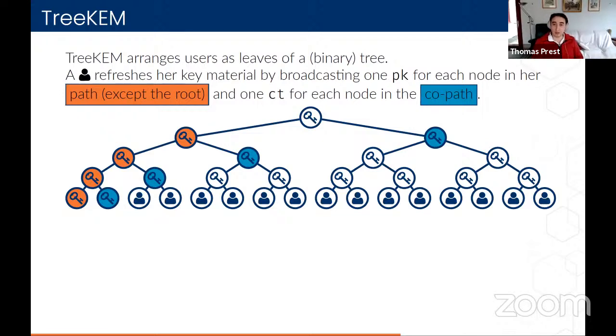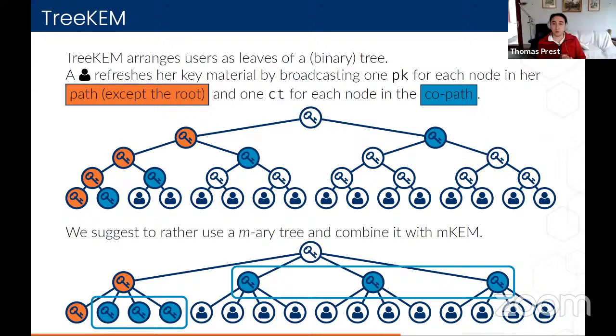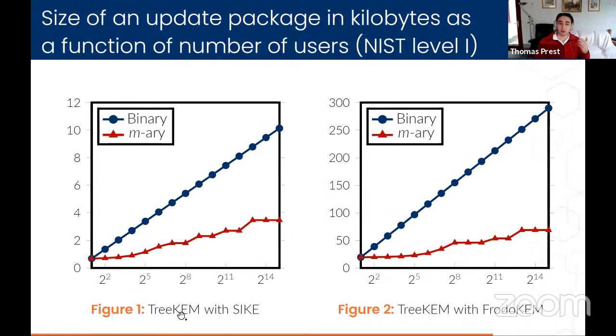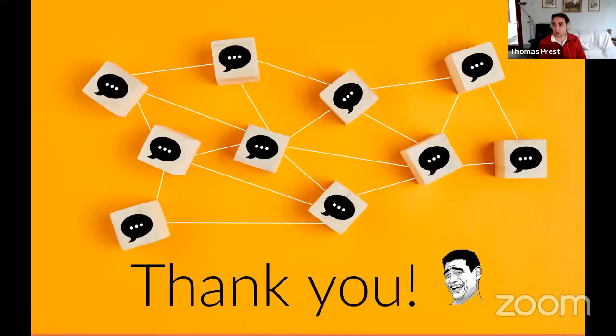In our paper, what we propose is, instead of using a binary tree, we use a multi-ary tree. Since all the ciphertexts at the same level will encrypt the same key, we can use MKEM. This allows us to have some gains. For example, if we use that for CSIDH, we can gain a factor 2.5 compared to the standard solution. And with FrodoKEM, we can gain a factor more than 4. So this concludes my talk, and thank you for your attention.